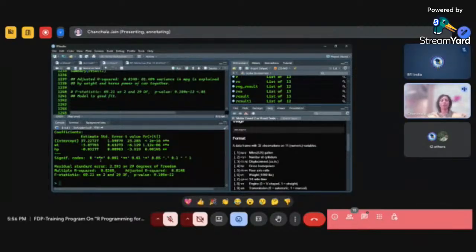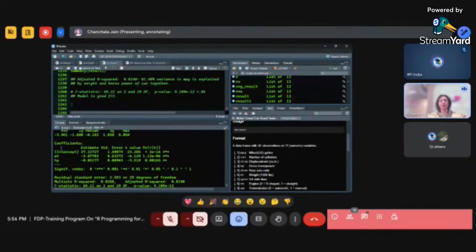Now I'm talking about the remaining output. Till here, I think if it is clear, I'll go ahead and talk about this coefficient table. This coefficient table helps us understand the contribution of these variables to the dependent variable. You can see the intercept value is 37.22727, the weight value is minus 3.87783, and the horsepower value is minus 0.03177. We need to conclude our results on the basis of the p value of the t-test.